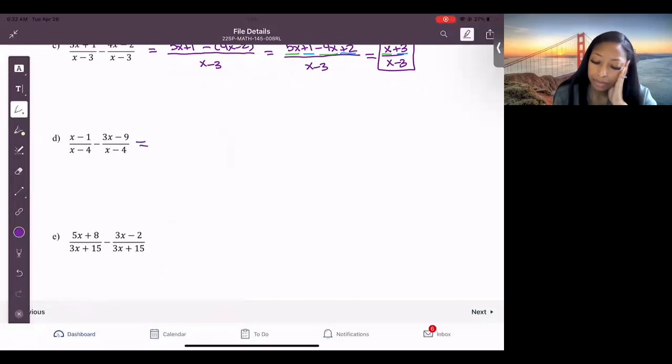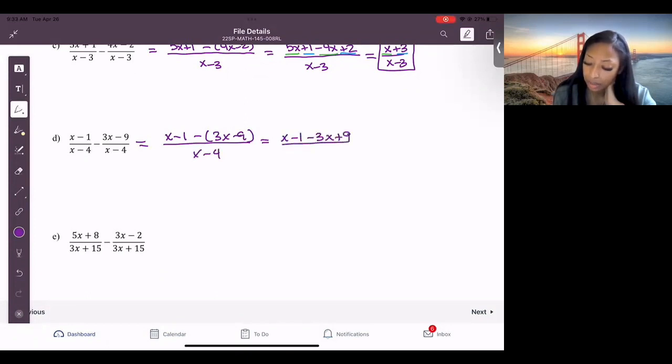For part D, x minus 1 over x minus 4 minus 3x minus 9 over x minus 4. That's x minus 1 minus 3x minus 9 in parentheses over x minus 4, which is x minus 1 minus 3x plus 9 over x minus 4. Simplifying the numerator, we have an x minus 3x, so that gives us negative 2x. And negative 1 plus 9 gives us an 8, plus 8. Over x minus 4.